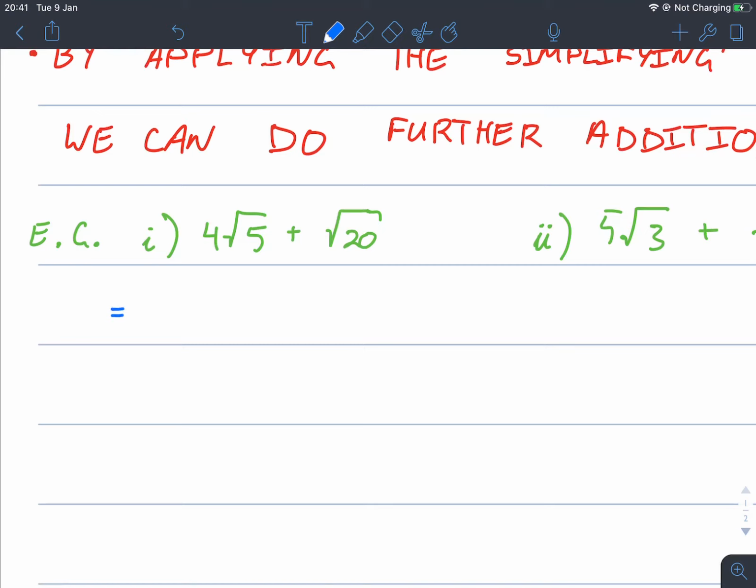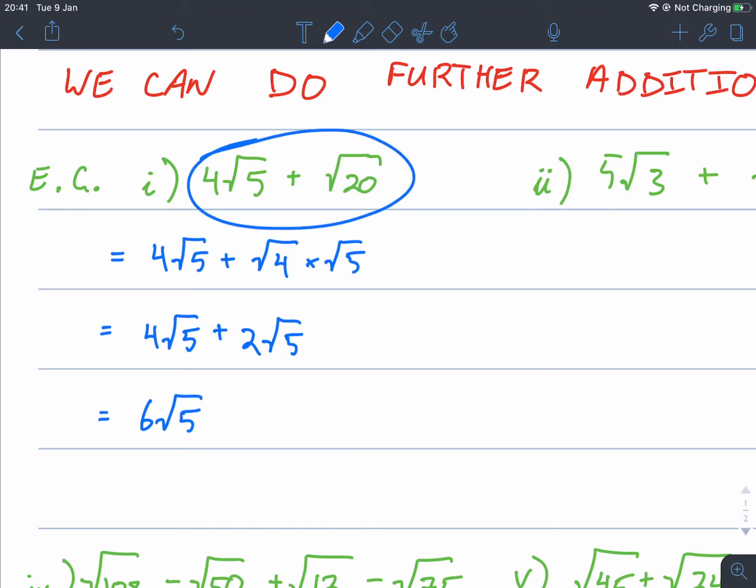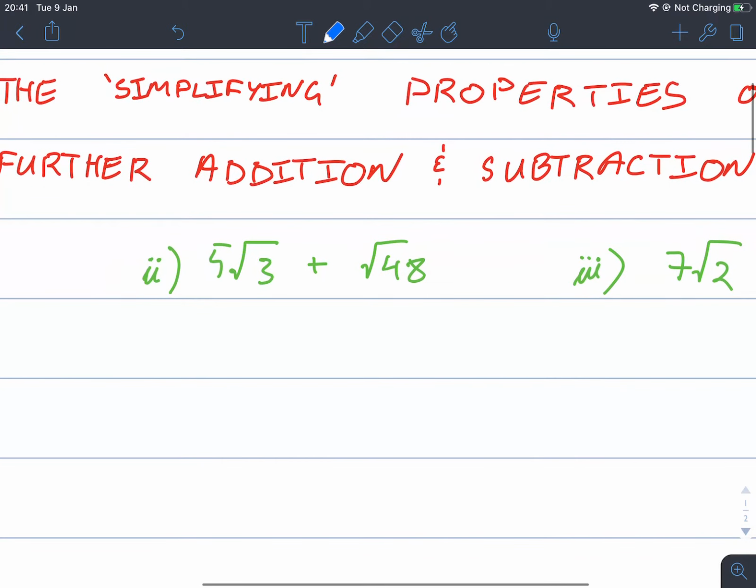In this example, it looks as if we can't add anything because root 5 and root 20 are not like surds. But if we take a look at root 20, that is the same as root 4 times root 5, which will give me 4 root 5. This stays the same all the way through, plus 2 root 5, which simplifies down to 6 root 5. So this question actually simplifies down to this by first simplifying root 20. Let's do the next example.